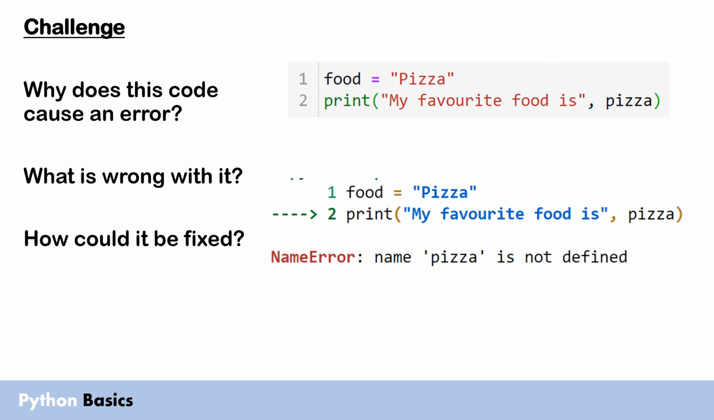A challenge question. On the screen, I have another bit of code. Food equals pizza, print my favourite food is, pizza. When run, this program gives an error, saying name error, pizza is not defined. What is this error? What's wrong with it? What causes this? And how could you fix it? This is a very common error for beginner programmers, so it's important to know how to fix it.